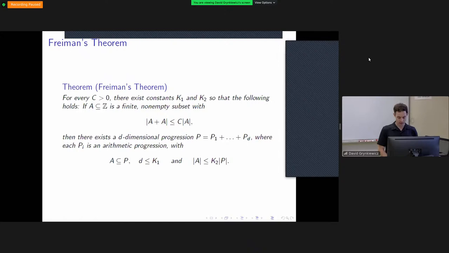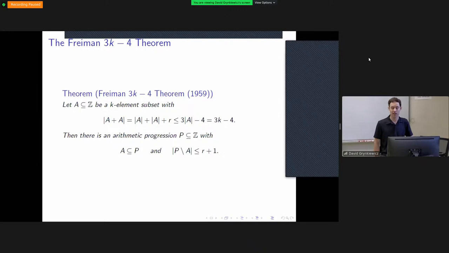Freiman's theorem has gotten a lot of attention, and there are lots of important applications of it. I'm going to focus on a special case of Freiman's theorem. In general, the bounds for Freiman's theorem are still a work in progress, and in general you have multi-dimensional progressions. But if the sum set is small enough, then you're guaranteed to be contained not just in an arbitrary multi-dimensional progression, but inside an ordinary arithmetic progression. And the bound which guarantees this is the 3k minus 4 bound.